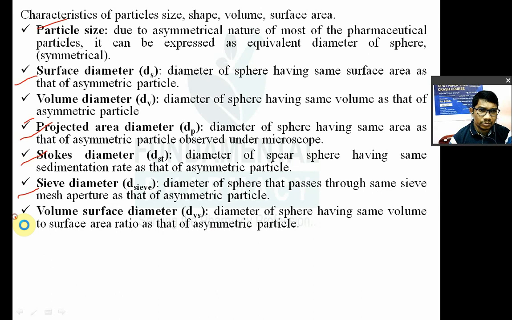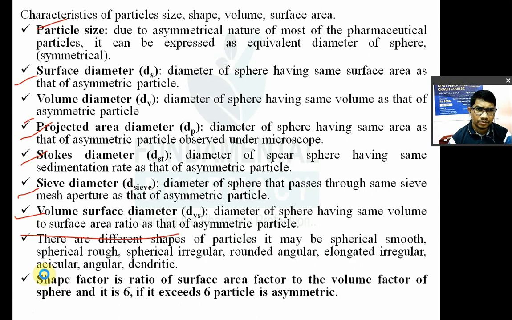Volume surface diameter is the diameter of a sphere having the same volume to surface area ratio as that of the asymmetric particle. We have seen there are different shapes.